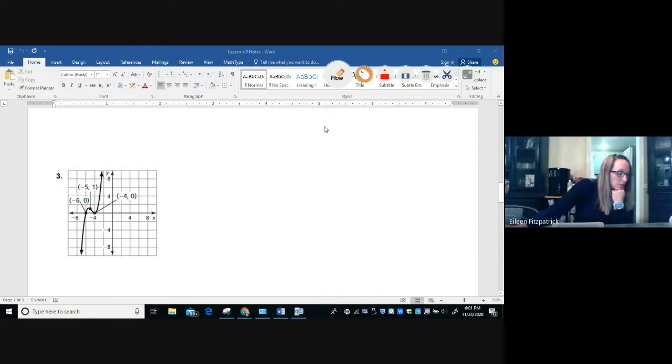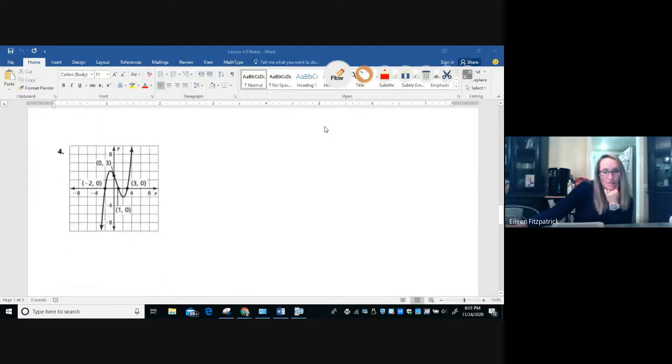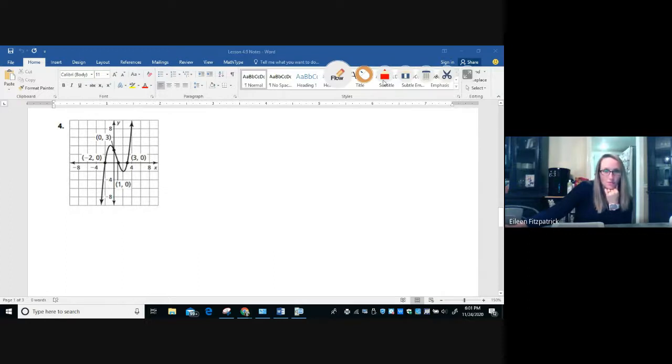Number 3, I'm trying to decide if I want to do this one. I'm going to skip this one because it's very similar to the other ones we've already done, and because the a value ends up just being a 1 again. Let's try one that it's not a 1. Let's try number 4.